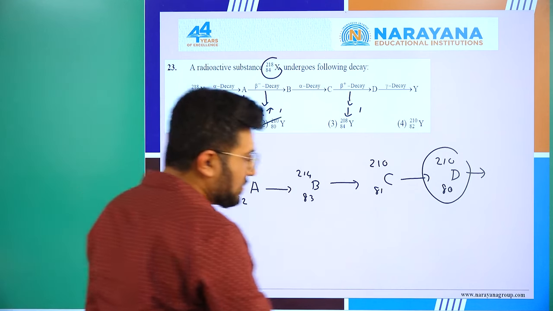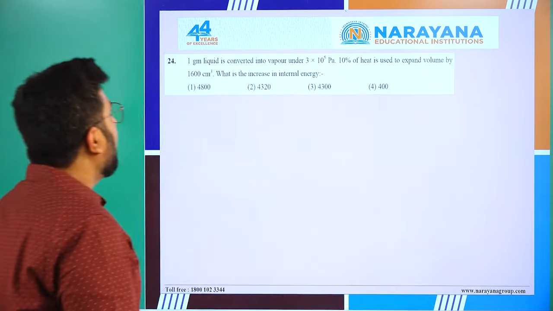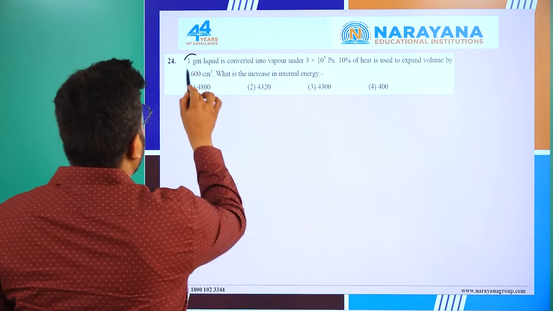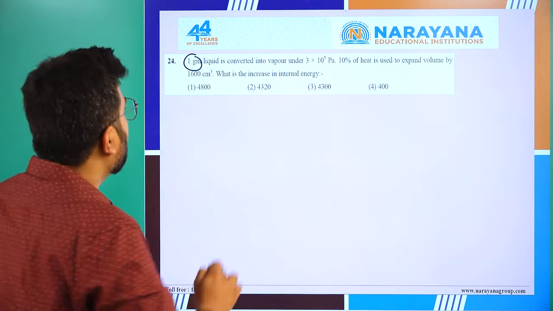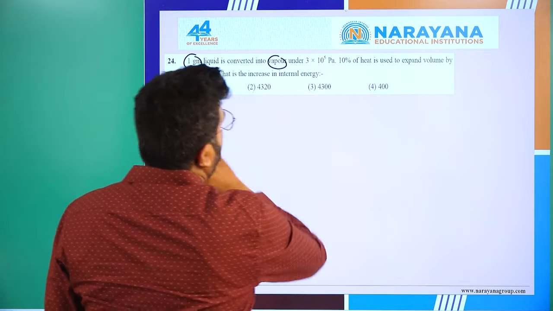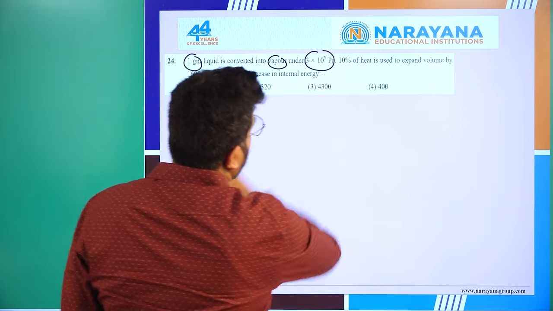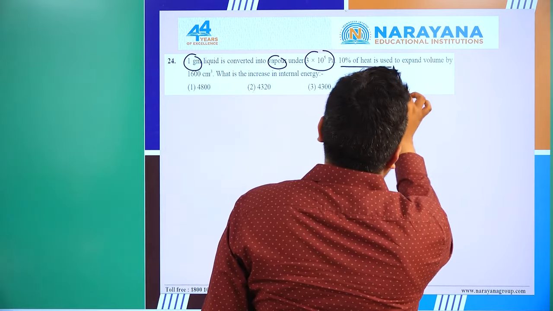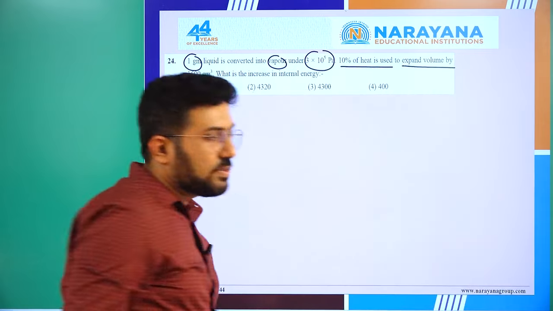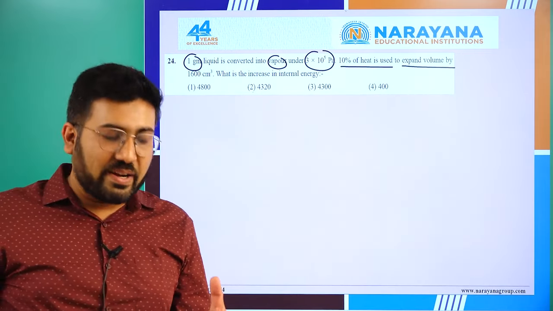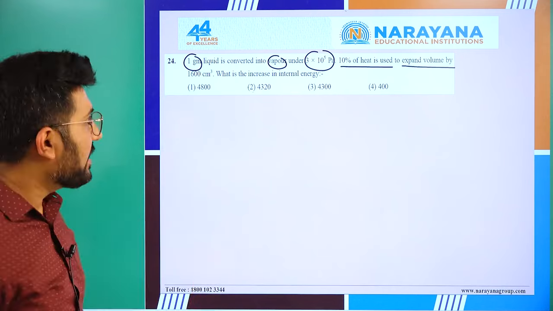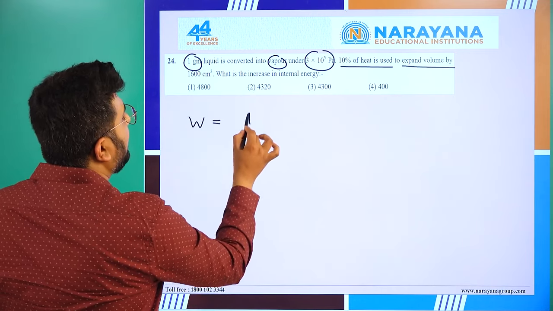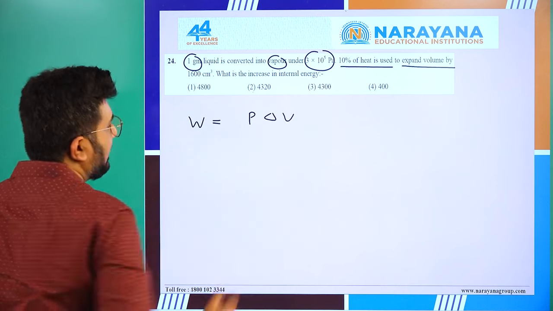Okay. Now let us go to the next question. In this question it is given that there is 1 gram of liquid which is converted into vapor under this pressure. 10% of the heat is required to expand, that means this is work done. So, what is the work done first? Work done is P delta V.